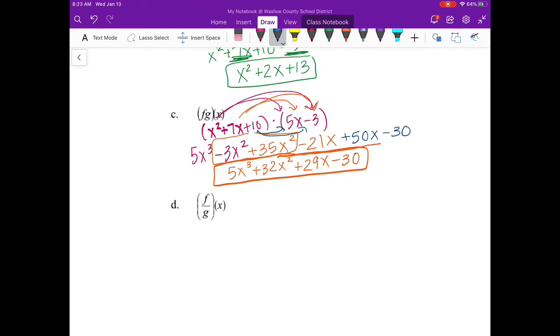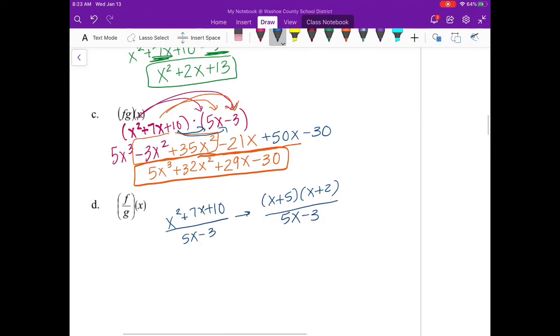Last one, division. So remember, the division one is where you need to look for what the denominator cannot equal. So in this case, I'm putting f in the numerator, x squared plus 7x plus 10. In the denominator, I have 5x minus 3. We're going to go ahead and try to factor both the numerator and denominator. So the numerator factors out to this, and the denominator can't be factored. But I still need to figure out what would make the denominator 0.